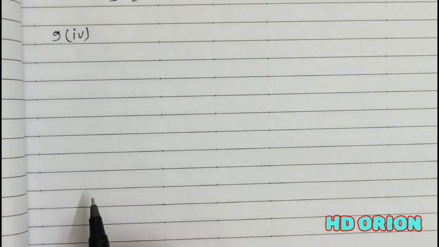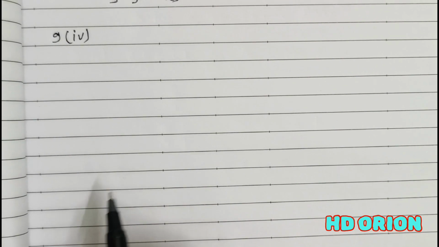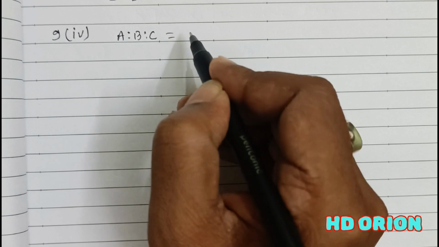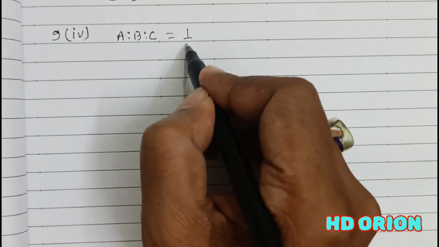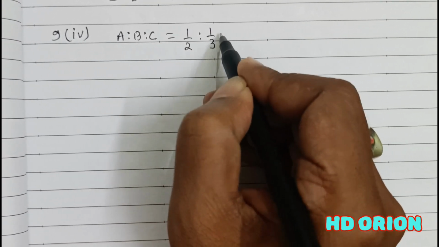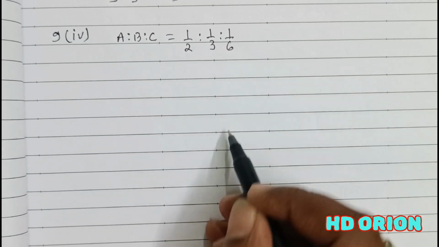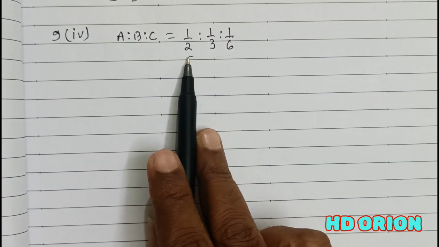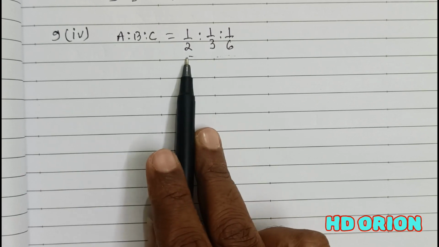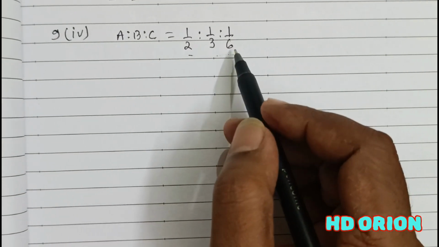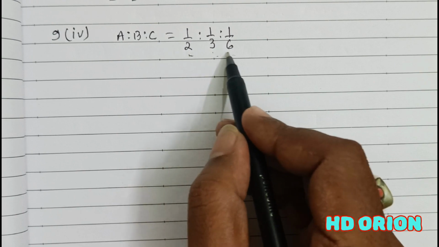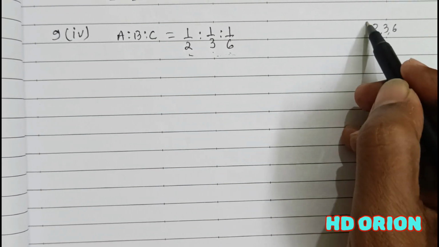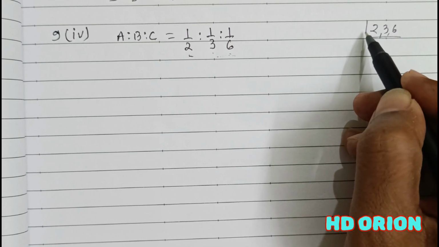Fourth part of question 9. There are three partners A, B and C, and the ratio is 1 by 2 is to 1 by 3 is to 1 by 6. Now it looks a little difficult to understand, but you can simplify it by taking the LCM of 2, 3 and 6. So 2, 3 and 6. When you take the LCM, how much will you get?